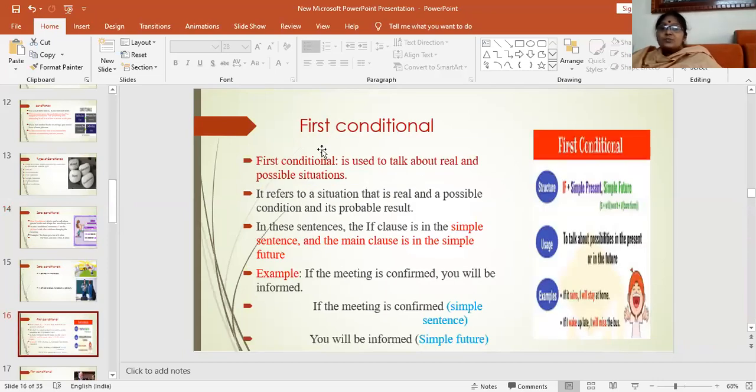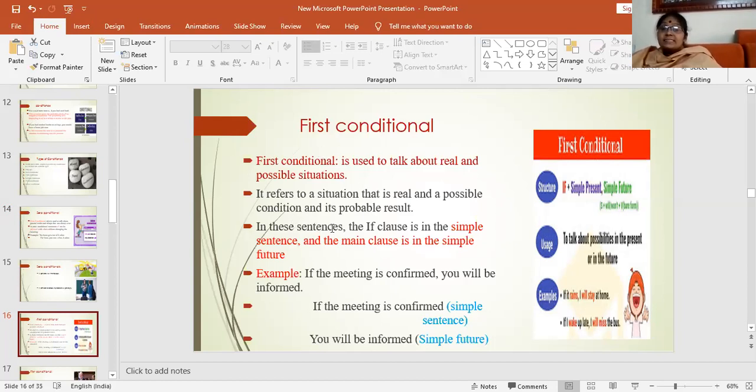First conditional is used to talk about real and possible situations. Zero conditional is used to talk about facts. If I heat the ice, it will melt. It's a fact. First conditional is used to talk about real and possible situations. What can happen if this happens, right? It refers to a situation that is real and a possible condition and its probable result, something that can happen.